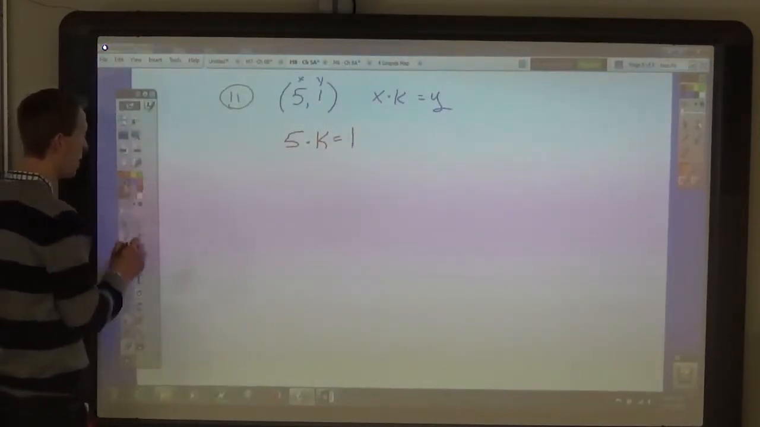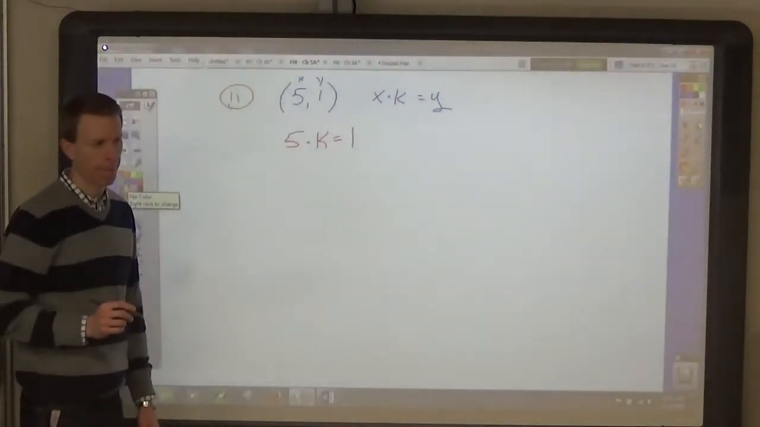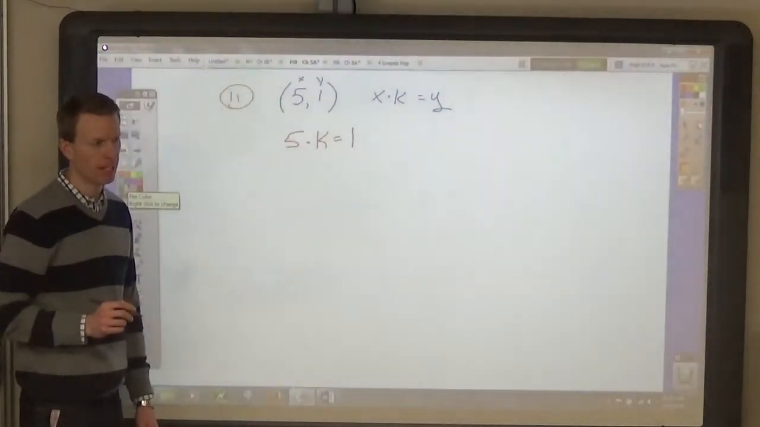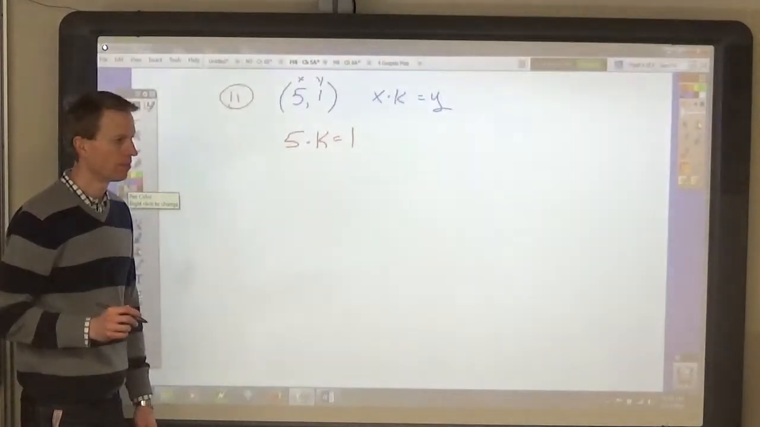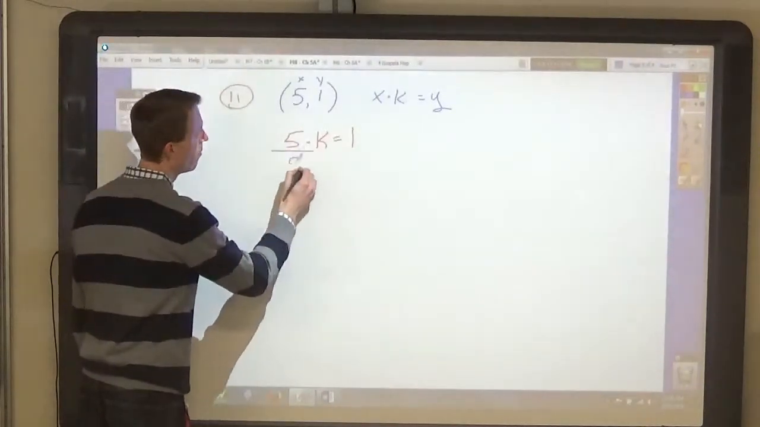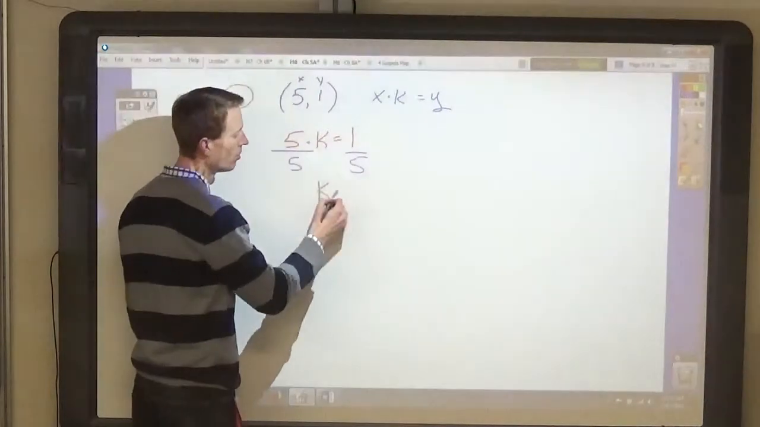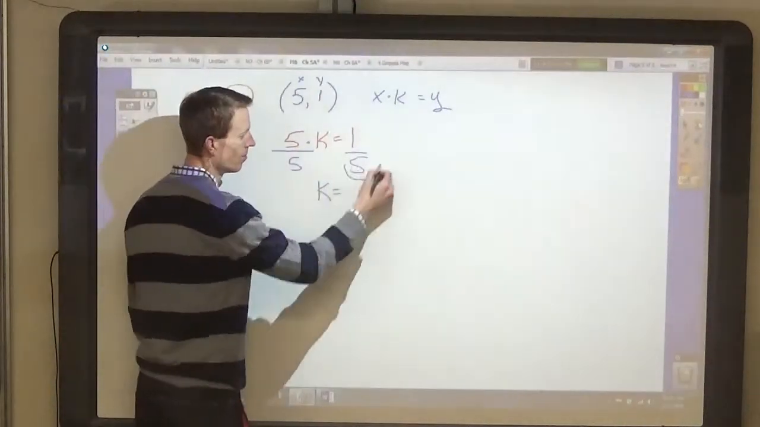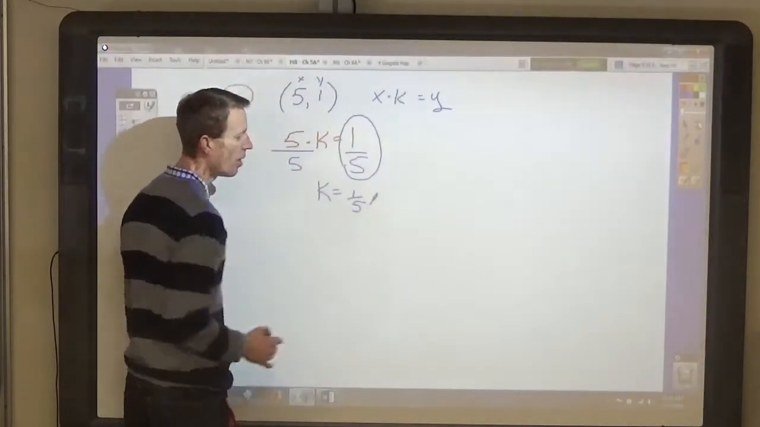So you have to do what? Divide by 5 on both sides. Good, divide by 5 on both sides. So k is equal to 1/5. Now write the equation.